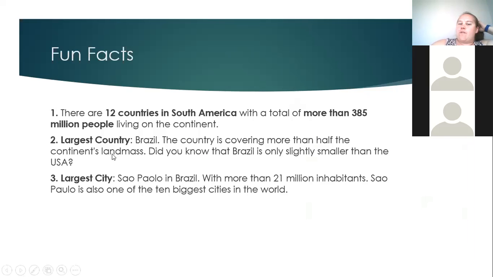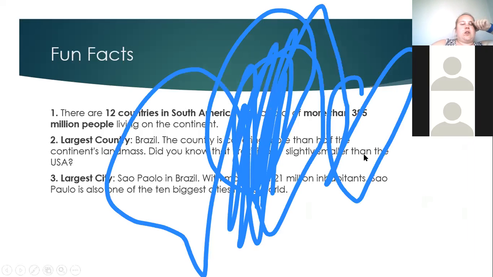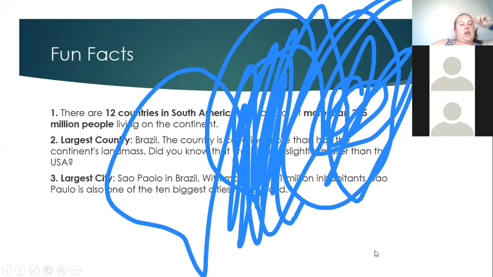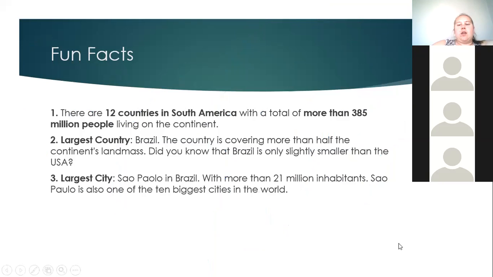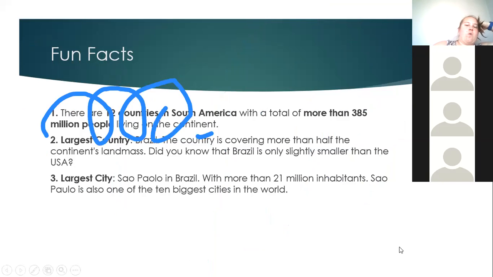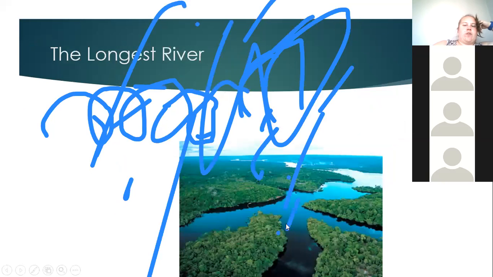So another fun fact about it, the largest city is Sao Paulo in Brazil, which has more than 1 million inhabitants. Sao Paulo is also one of the 10 biggest cities in the whole world. Okay. And do you guys know what this river is?